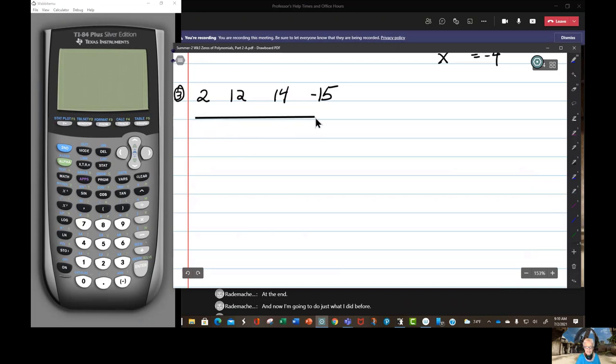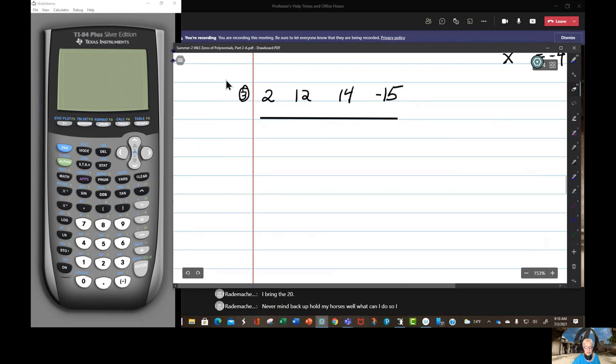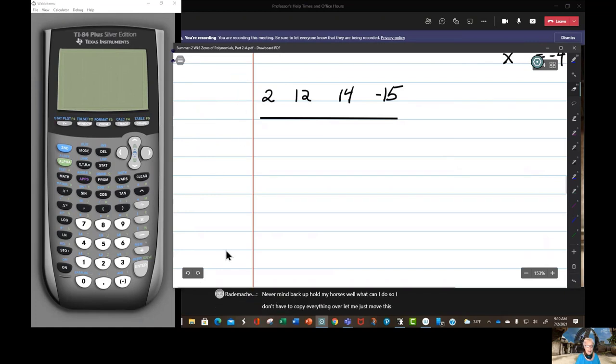Draw a line. I have to cheat a little bit because my lines are so wiggly. I bring the two, never mind, back up, hold my horses. What can I do so I don't have to copy everything over? Let me just move the 3. And what have I got? Negative 4. I'll cheat a little bit. Here we go. Bring your 2 directly down.